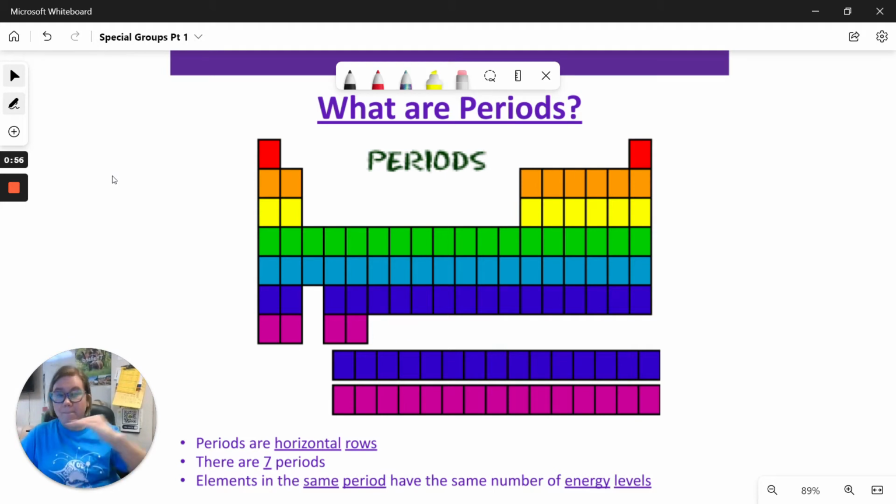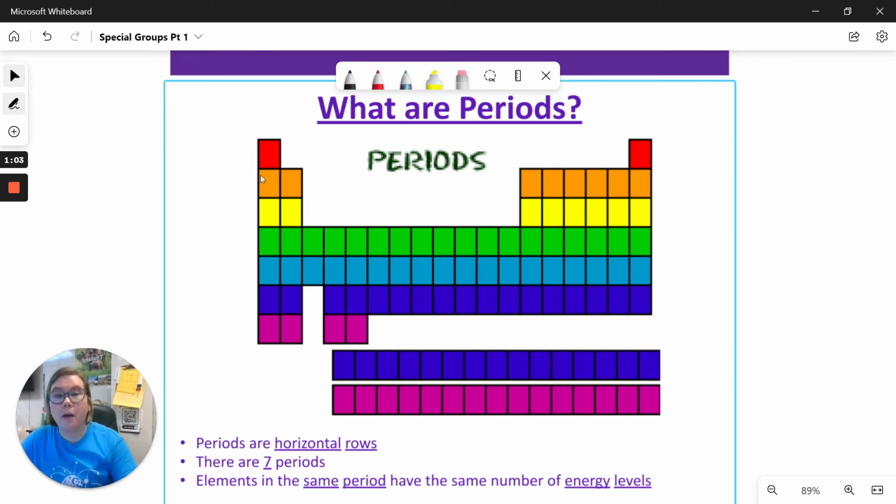And elements in the same period have the same number of energy levels. So if you check back to your Bohr model practice, you saw that both our red elements had 1 energy level, our orange had 2, our yellow had 3, and it would keep going from there.